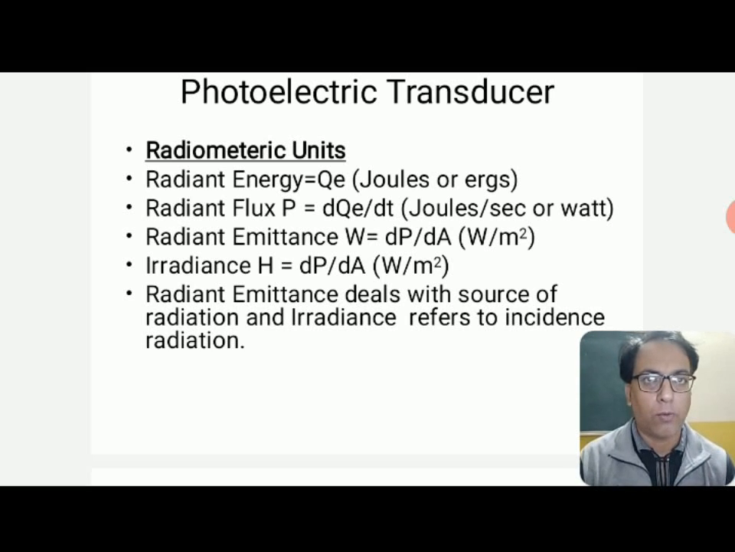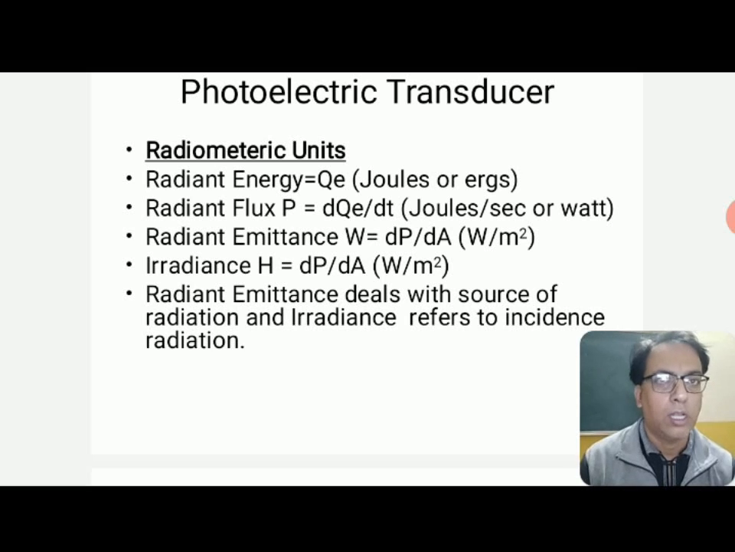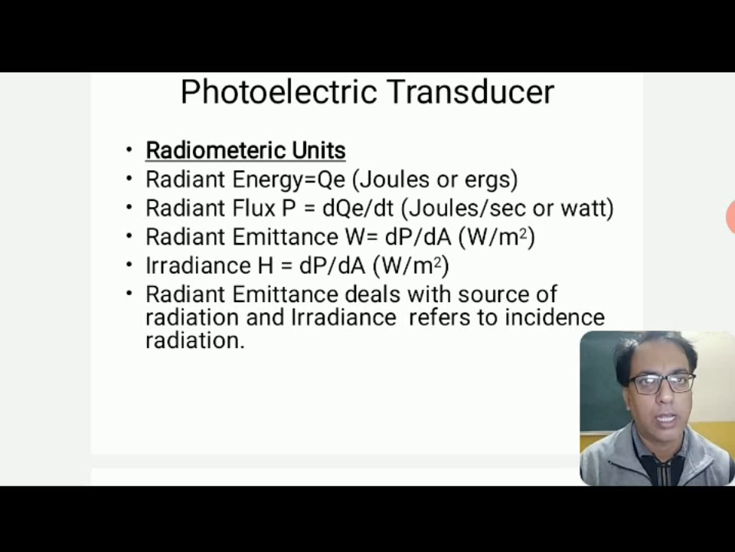Okay, so first unit is radiant energy, which is given by QE, and it is expressed as joule. Next, radiant flux, which is nothing but radiant energy per unit time, expressed as joules per second or watt. And next radiometric unit is radiant emittance, that is the power per unit area.